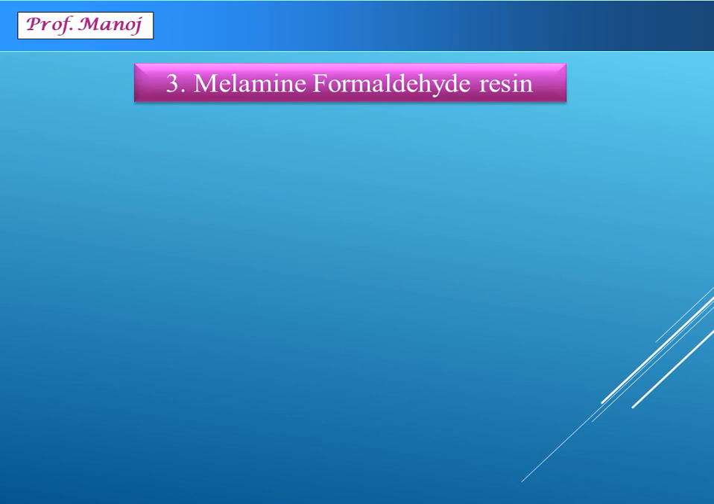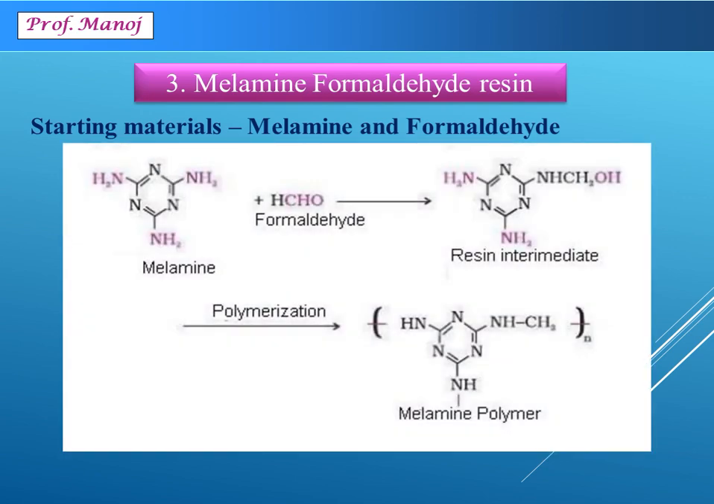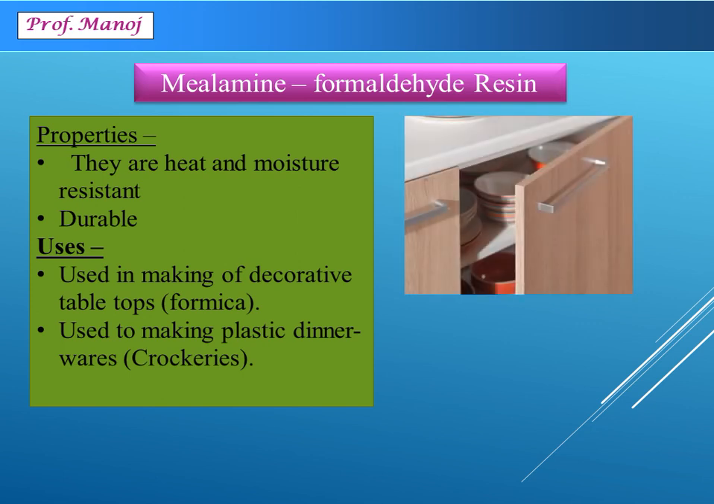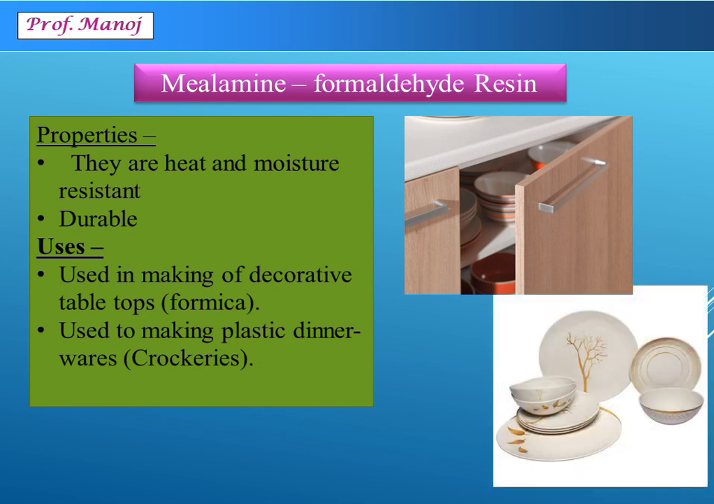The third polymer is melamine formaldehyde resin. Starting materials, as you can see, are melamine and formaldehyde. First, formaldehyde molecule gets added to the melamine's NH2 group. This monomer further undergoes polymerization to form melamine formaldehyde resin. These are quite heat and moisture resistant and they are durable. They are used in making decorative tabletops which we call formica or used in the making of plastic dinnerware or crockeries.